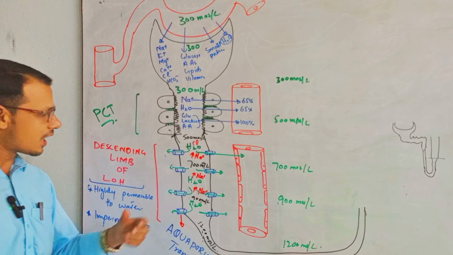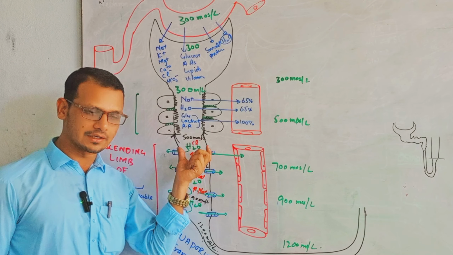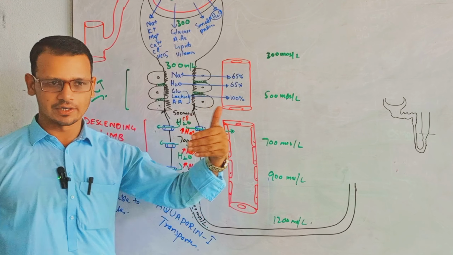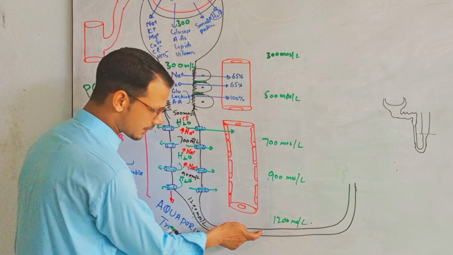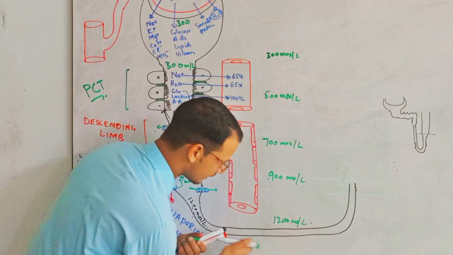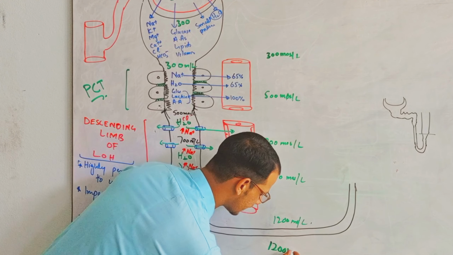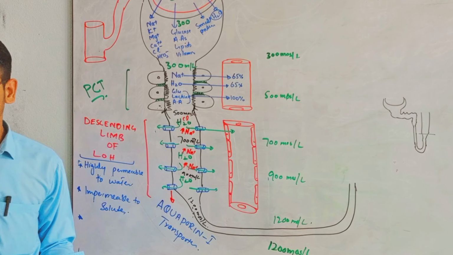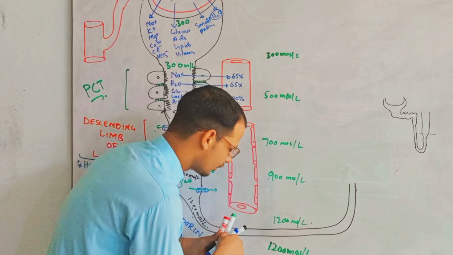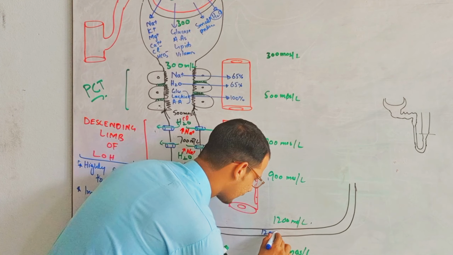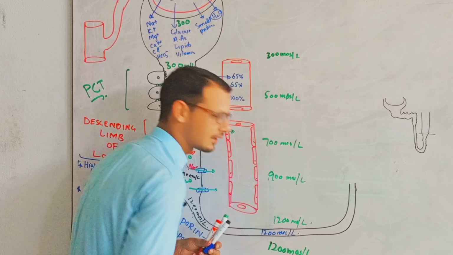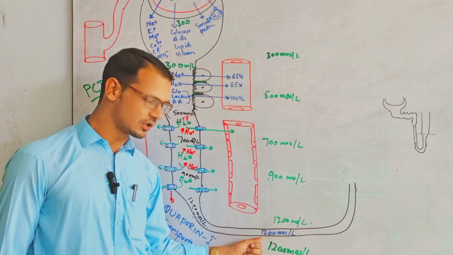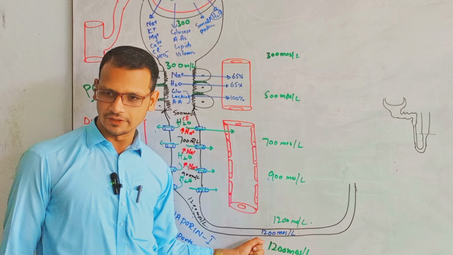It means that water is leaving the lumen and the inside solution is becoming hypertonic, and around this part of the loop of Henle we have 1200 milliosmol per liter osmolality around this loop of Henle. So it becomes 1200 milliosmol per liter. What is the purpose of this 1200 milliosmol per liter osmolality?